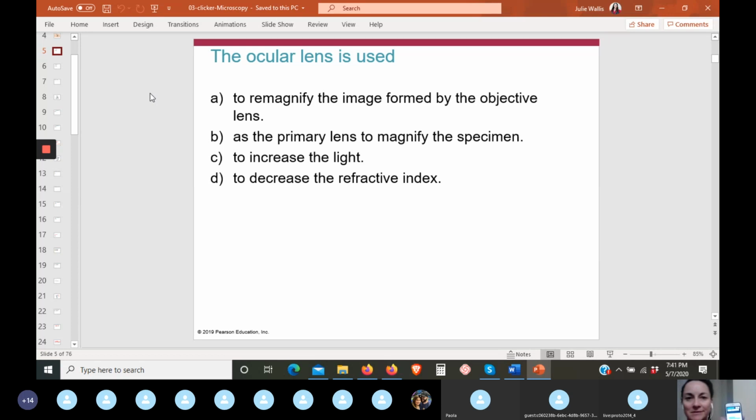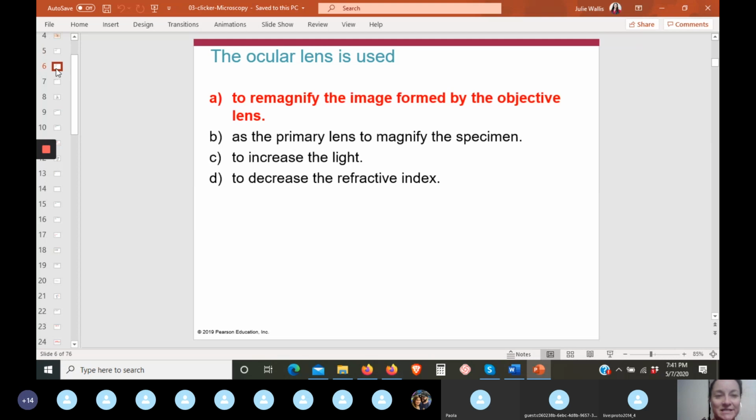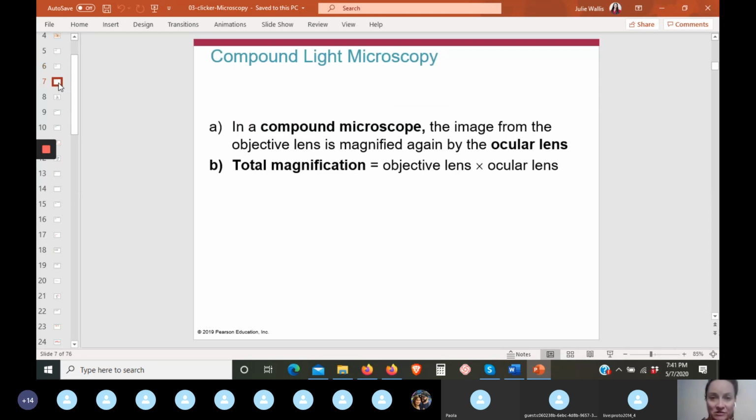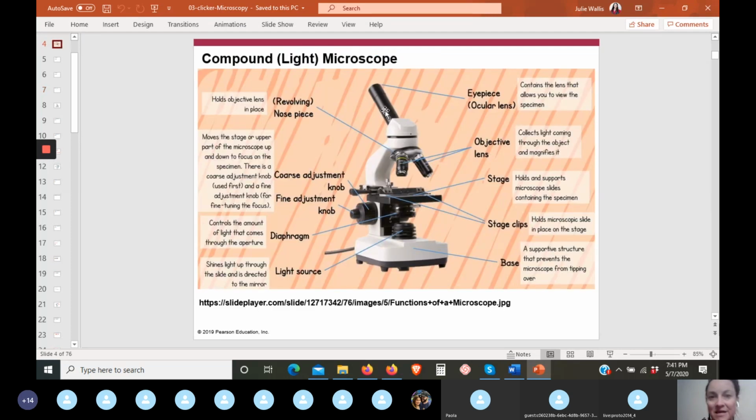I don't know if y'all can see that. You probably can't see it, but it shows me a graph of what the students are voting for. The correct answer is to remagnify the image formed by the objective lens. The objective lens is the major amount of magnification. So those are usually 5x, 10x, 20x, 40x. Because there's two lenses, it has to actually flip the image. So the ocular lens is the eyepiece, the one that you actually look through. Let me go back to the microscope picture here. This is the ocular or the eyepiece. That is usually 10 times magnification. And then the objective lenses are the ones that can go to higher magnification.